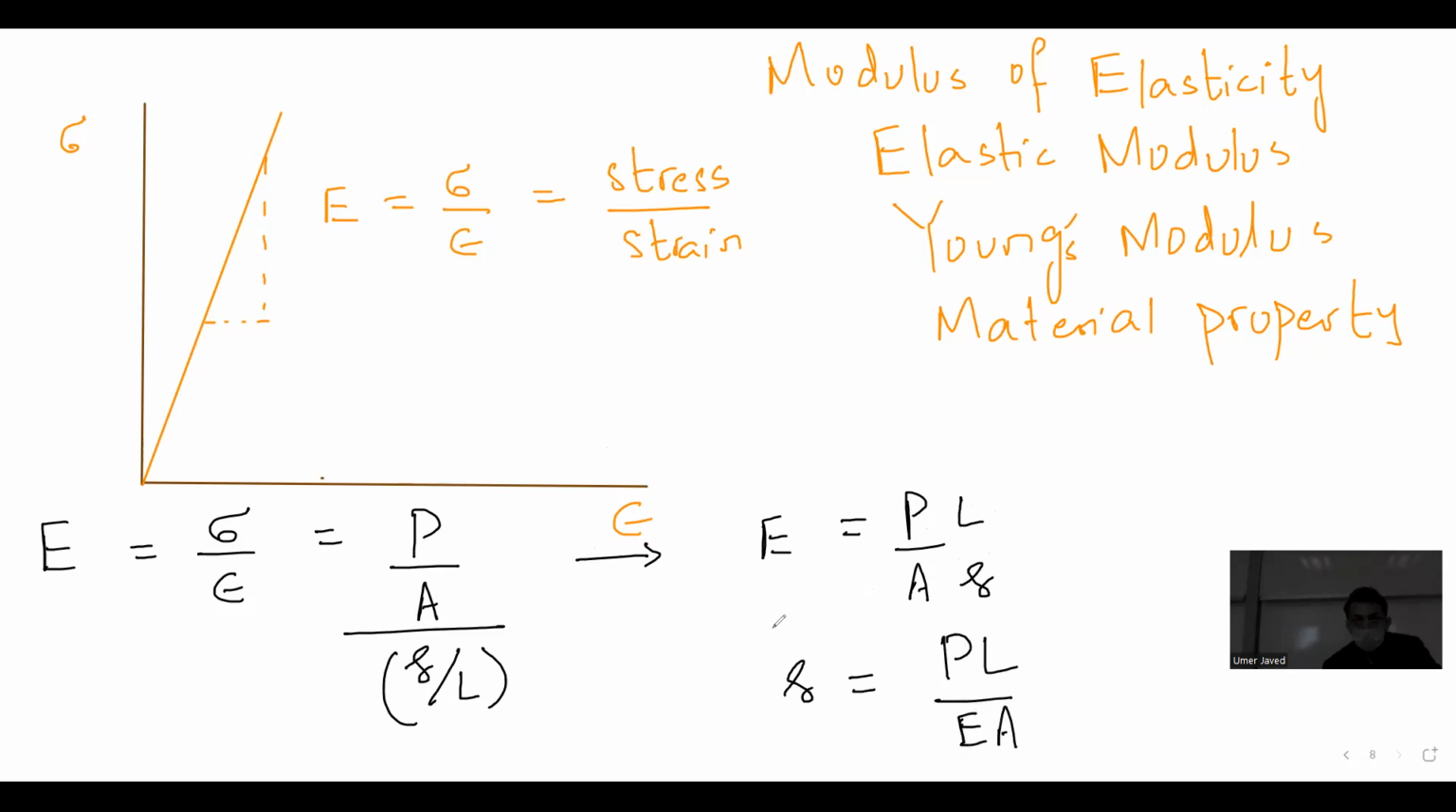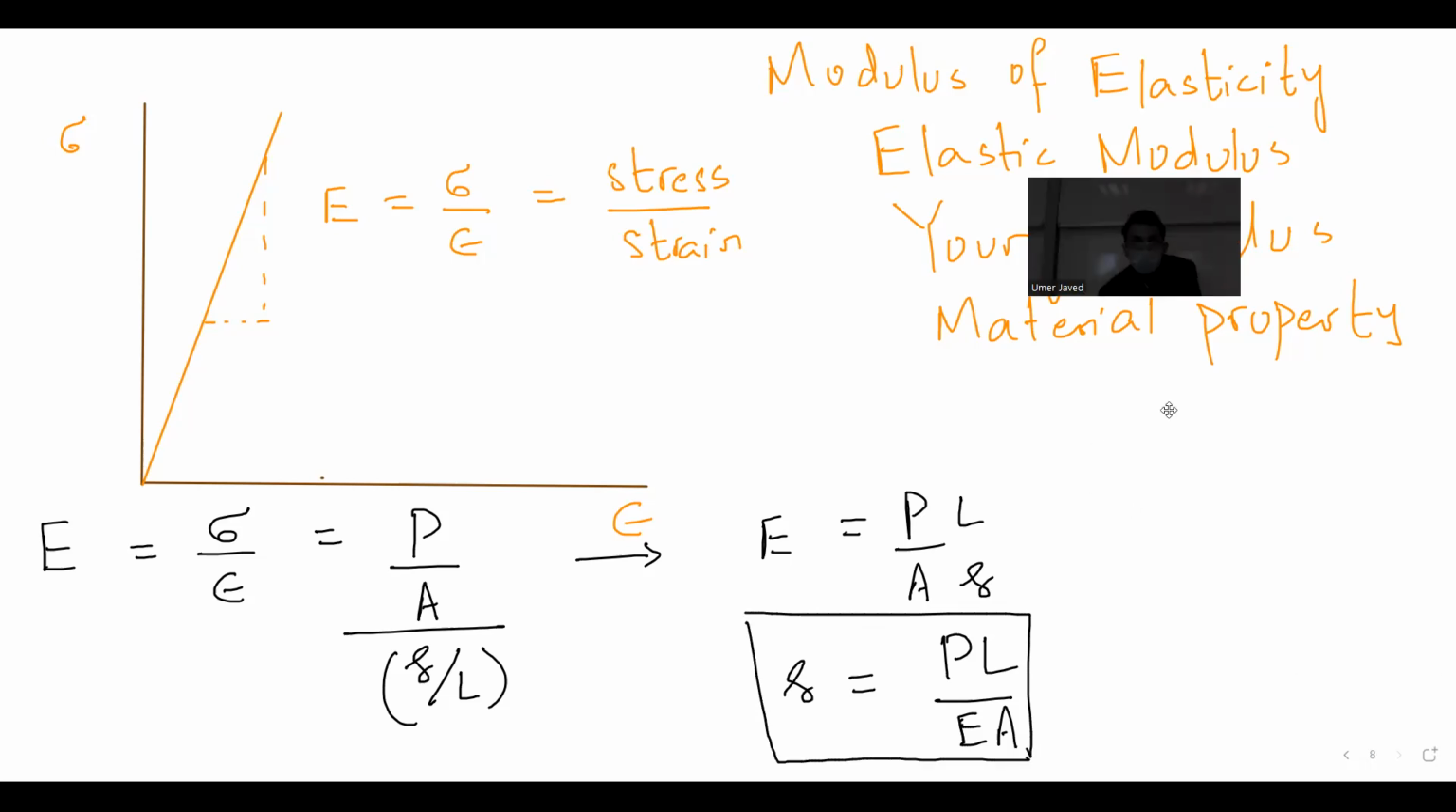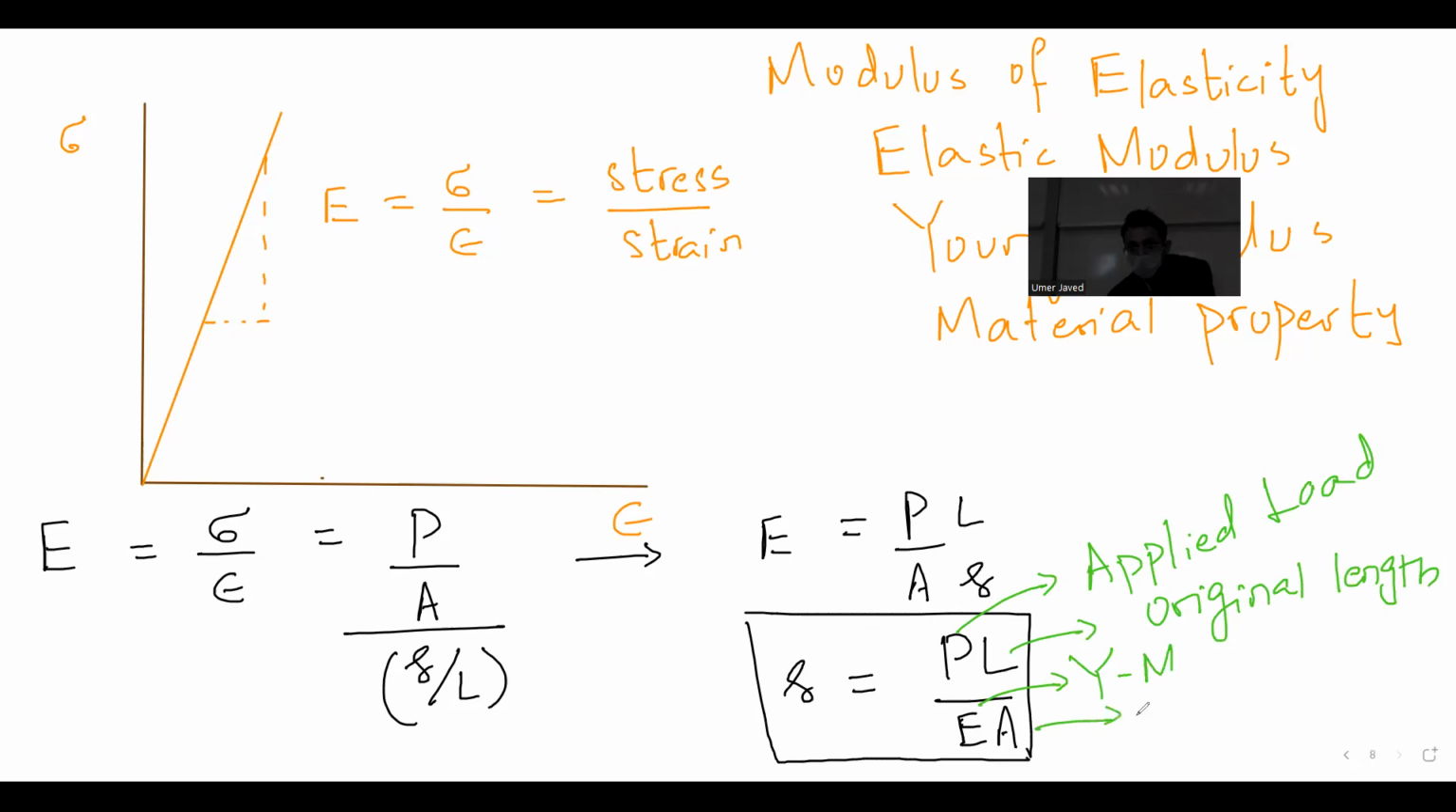If I were you, I would not spend too much time. I just want you to memorize this because in a portion of our course we will be using this. PL over EA. Now, what is P? That's my applied load. What is L? Original length of the specimen. What is E? Young's modulus. What is A? Original area. I'm using the original area, so you remember that.